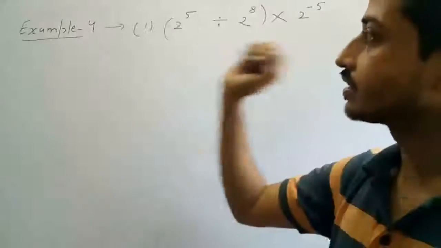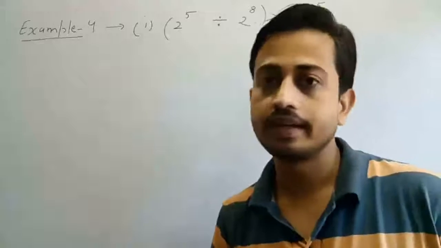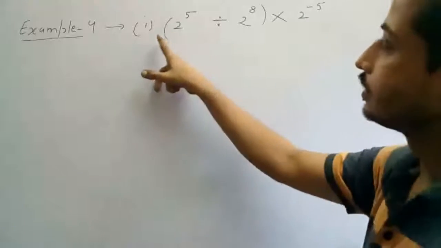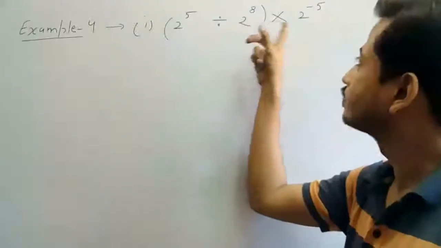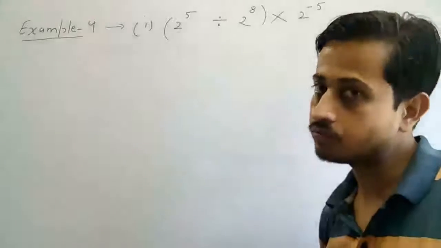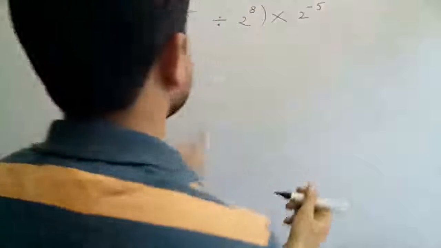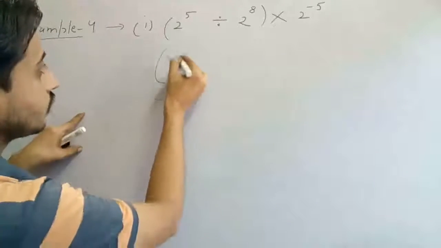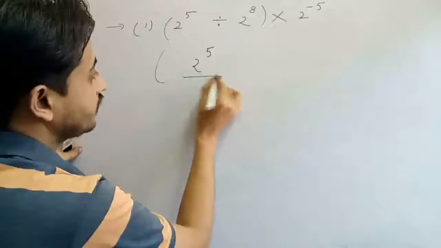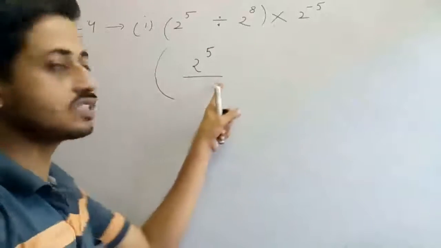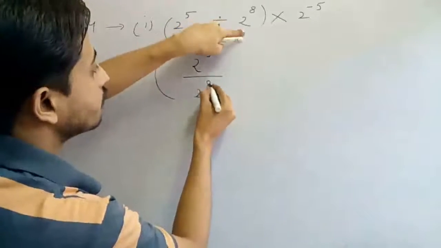Now please read the statement. Example 4. We have to simplify and write the answer in exponent and power. This is 2 raised to the power 5 divide 2 raised to the power 8, multiply 2 raised to the power negative 5. We have to solve the first bracket. So please write in the proper format. You can write 2 raised to the power 5, and this divide can be written in this format because this is also the symbol of division, 2 raised to the power 8.